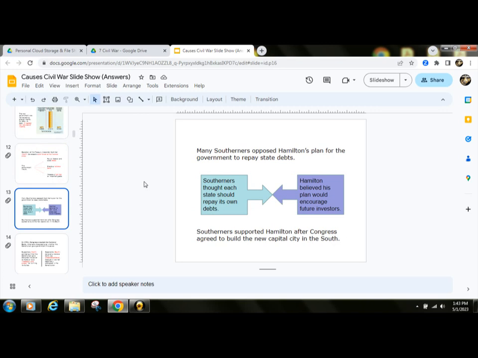Hamilton believed that his plan would encourage future investors. If your country is so broke, it's going to keep people from wanting to do business with you because they view you as not being credible and reliable. However, the Southerners did support Hamilton after Congress agreed to build the new capital city in the South. This would be what we now know today as Washington, D.C.